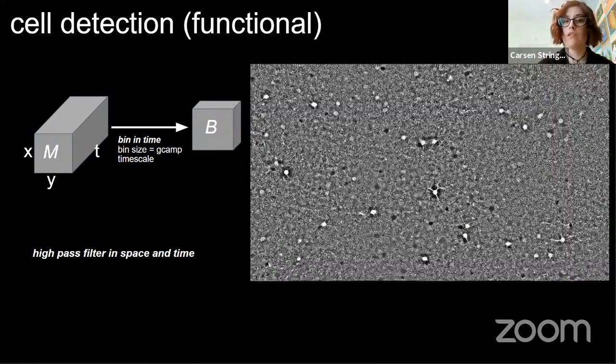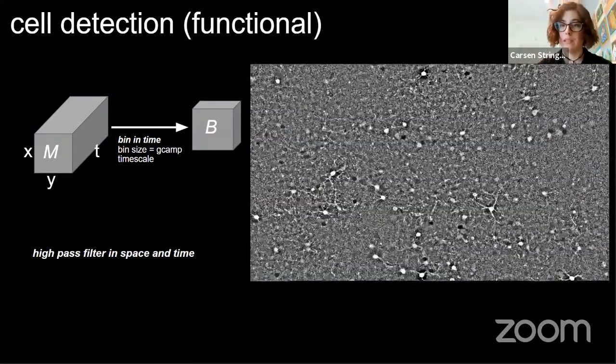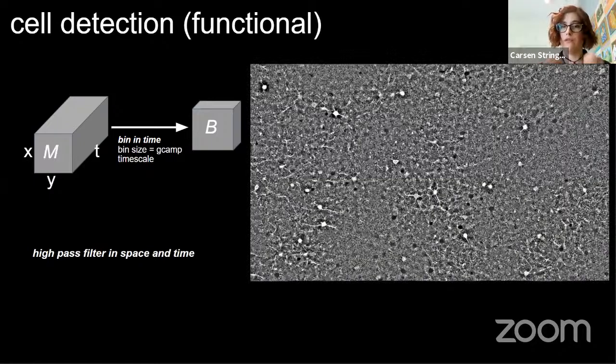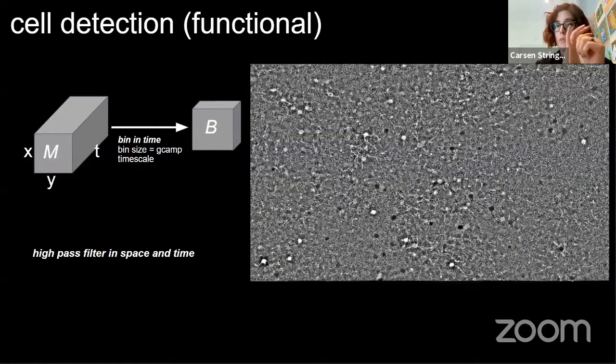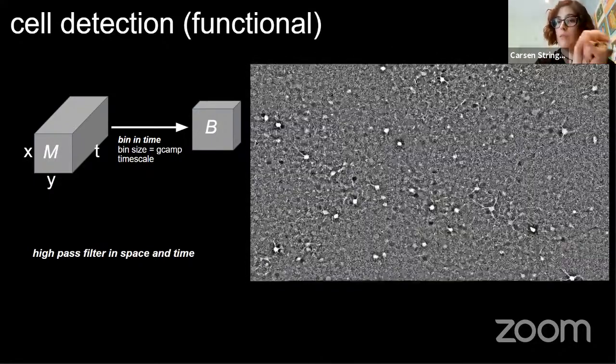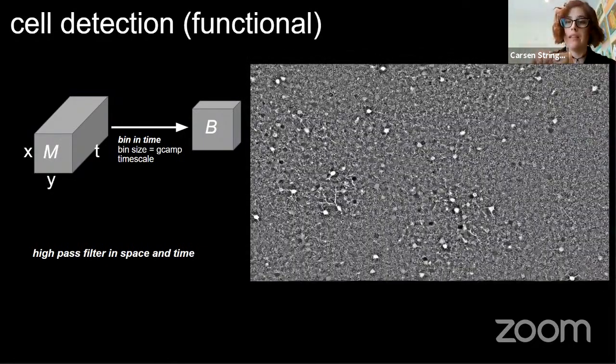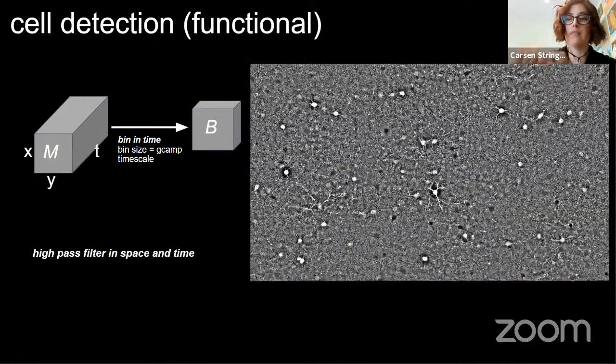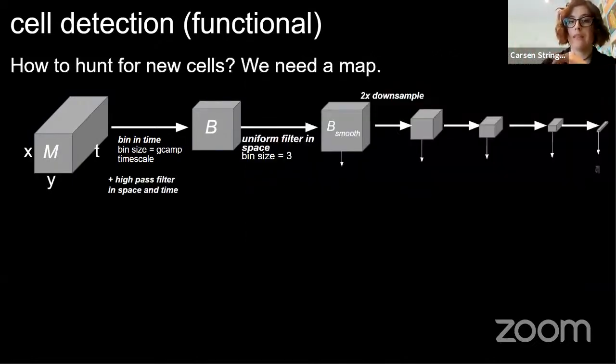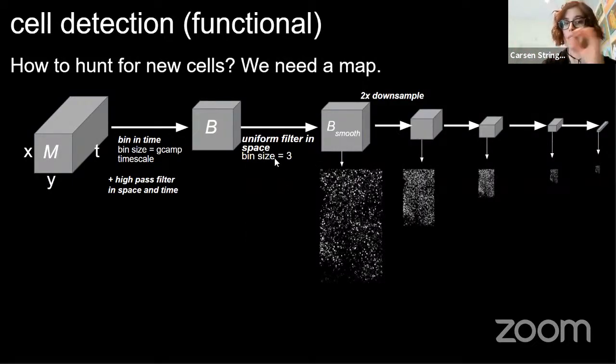But we solve this problem in a greedy way, where we try to find the biggest cell with the most correlated activity that explains the most variance. We subtract that off from the movie, and then we find the next thing with the most variance, and we subtract that off. That's where we make these maps here, where we downsample our binned movie.